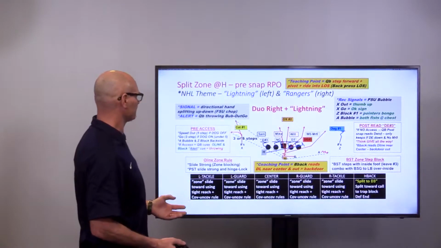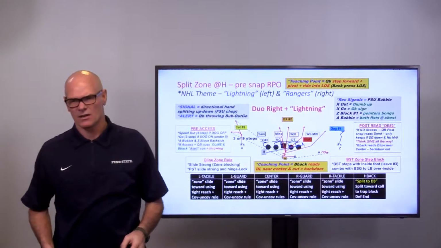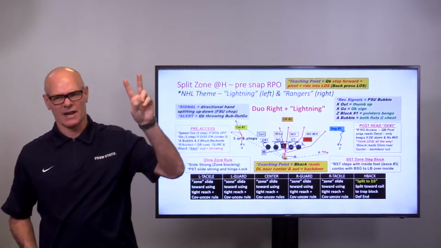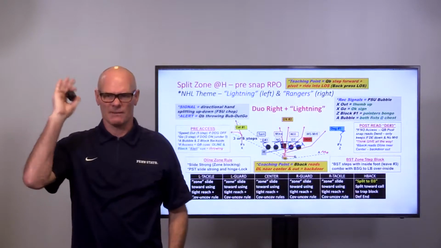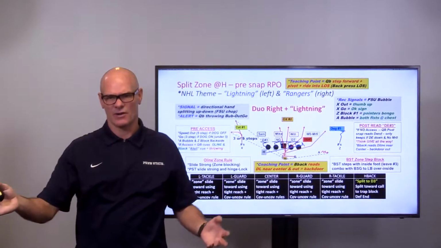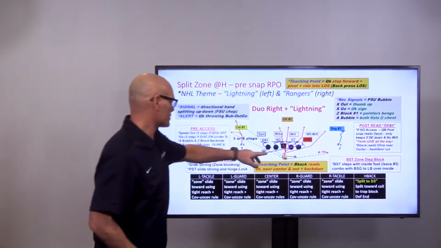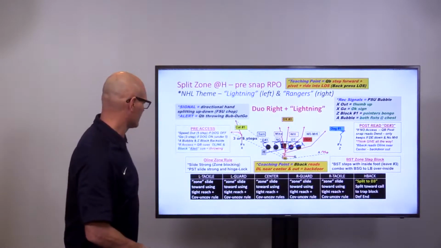So real simple here. This would be a duo right. Again, I use my opposite hand, and then split zone is FSU chop. This is lightning, and we're off. A lot of simple recognition. Quarterback would make the call, and we go.